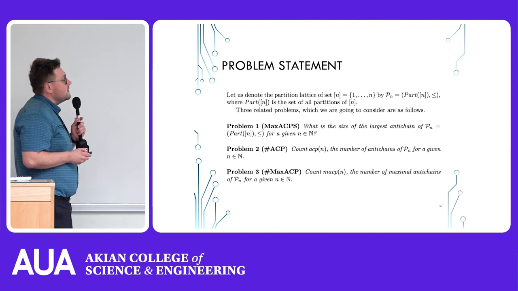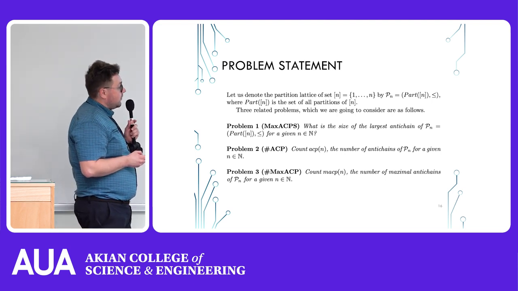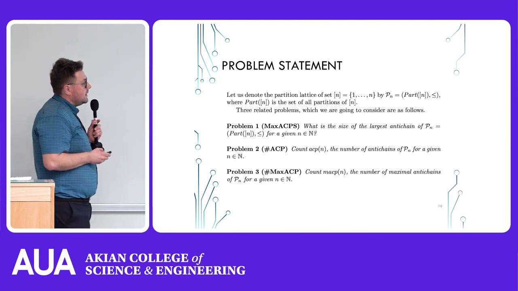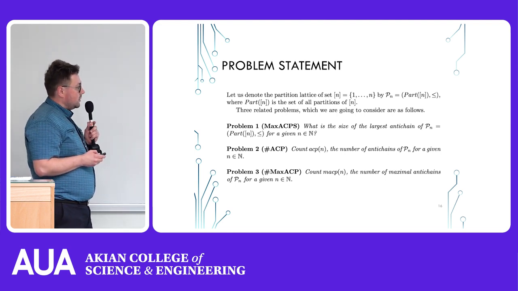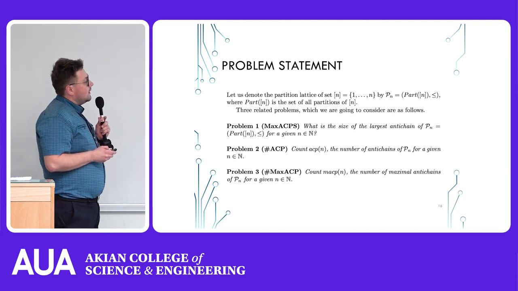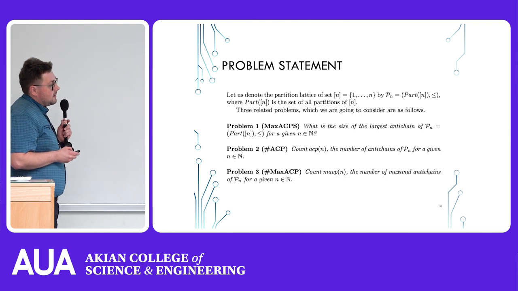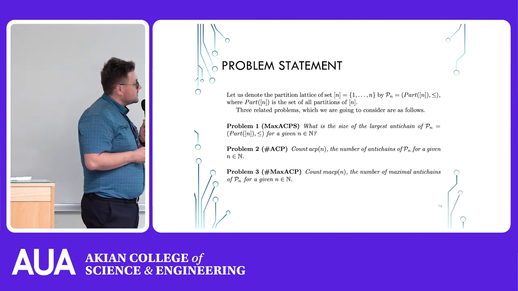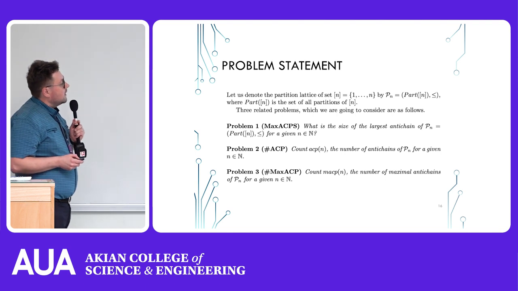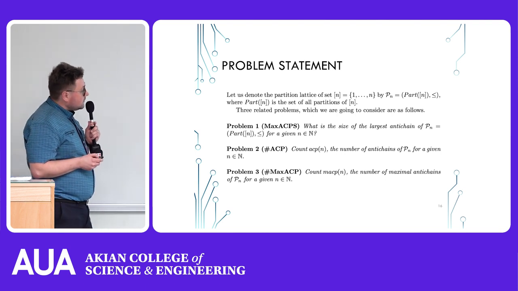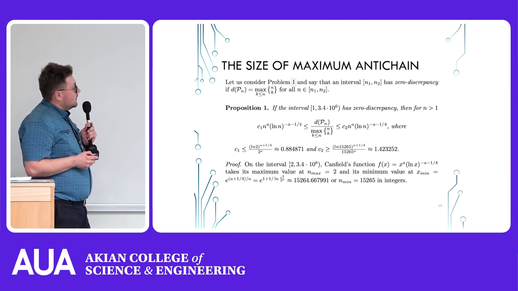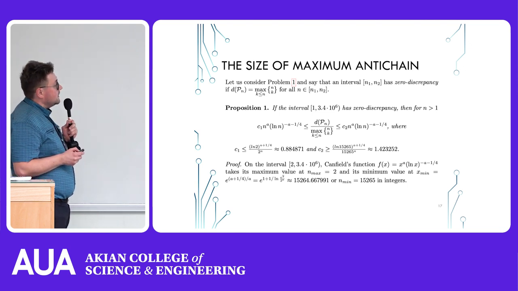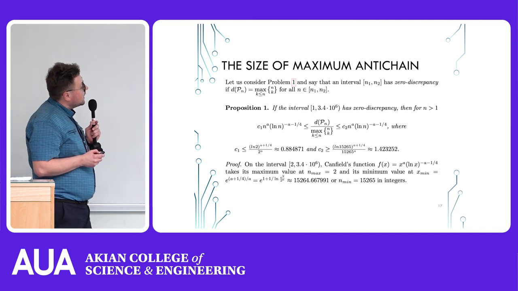Okay, what are the problems to address here? First, what is the size of the largest anti-chain for a given n? The problem was solved by Canfield asymptotically, and a few beginning numbers are known. We counted them explicitly. As for the number of anti-chains and maximal anti-chains, we can also count them explicitly. Not asymptotically, but asymptotically it's also possible.